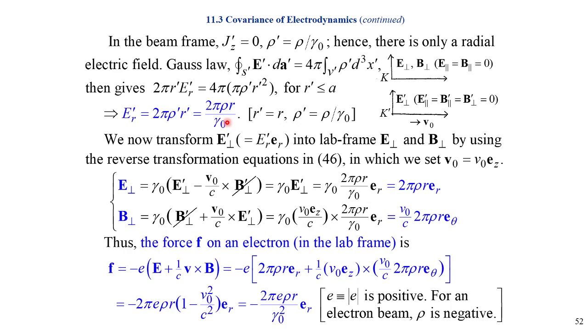And B, this result will be the same as Ampere's law. So we can start from Ampere's law and Gauss's law easily, or we can start from the beam frame and use the Lorentz transformation. They should be the same. In this case, there is no reason to transform from that frame to this one because this is easy symmetry. However, in chapter 14, such a transformation is required because we have other components, and those are not that simple.